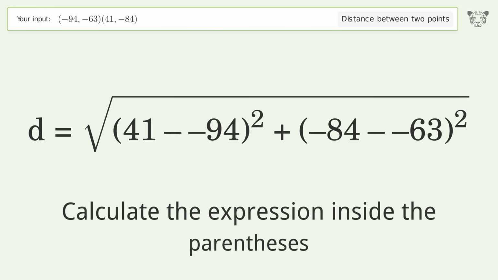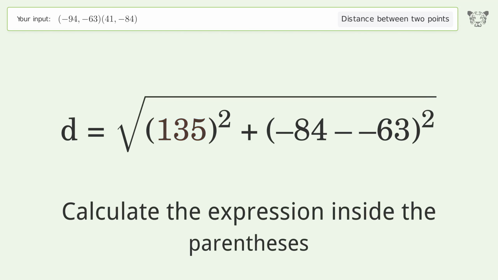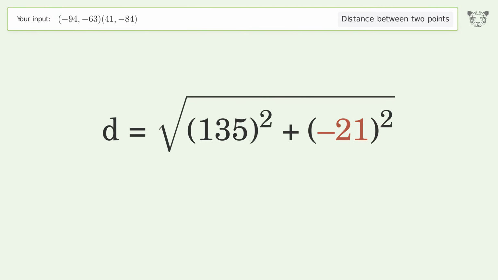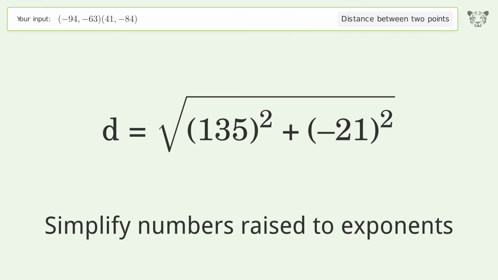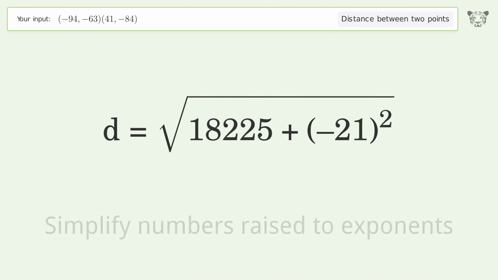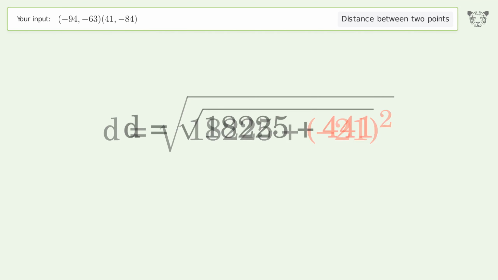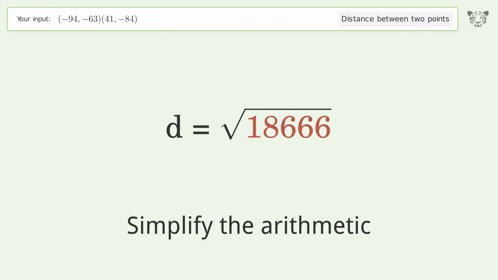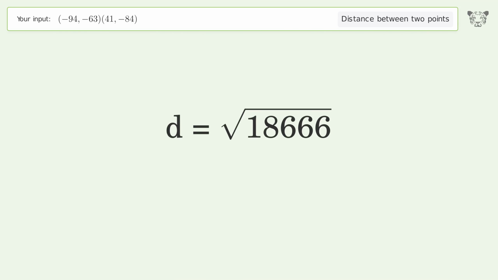Calculate the expression inside the parentheses. Simplify numbers raised to exponents. Simplify the arithmetic. And so the distance between the 2 points is the square root of 18,666, or 136.624.